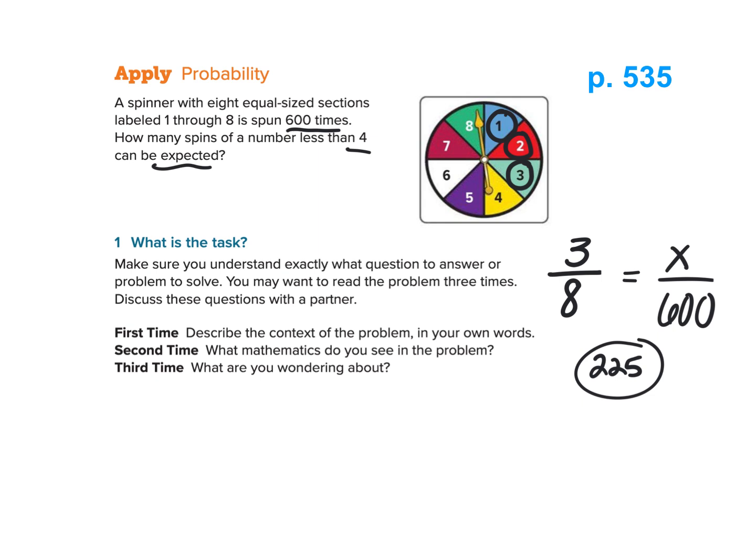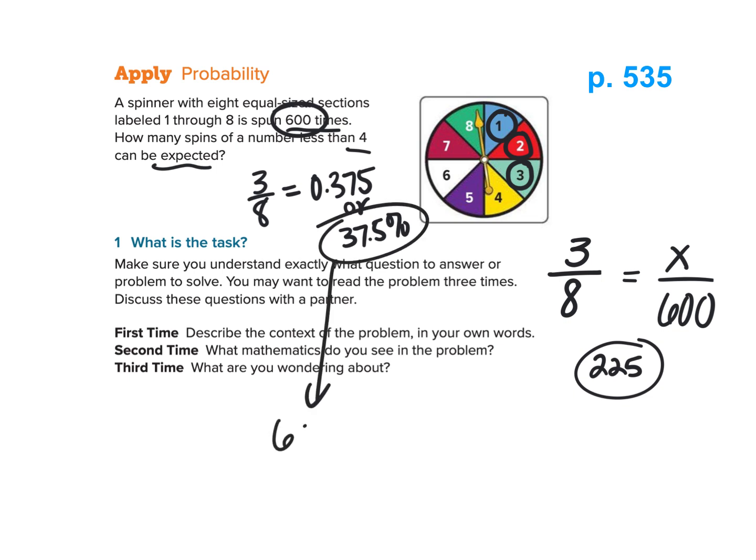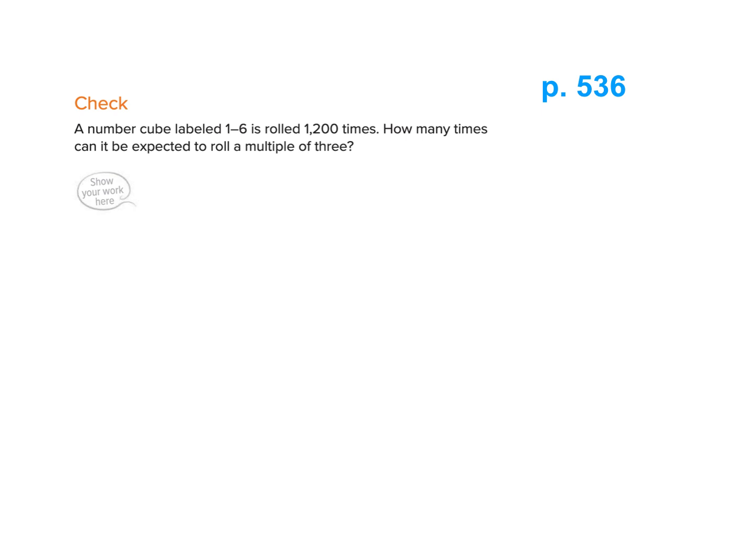Now, another way to do it is I can say, hey, 3 out of 8, what percent is that? Well, if I divide 3 by 8, it's 0.375, or 37.5%. So that means out of 600 times, I'm going to get a number less than 4, 37.5% of the time. So I can do 600 times 0.375 as the decimal, and if I do that, I end up also with 225.